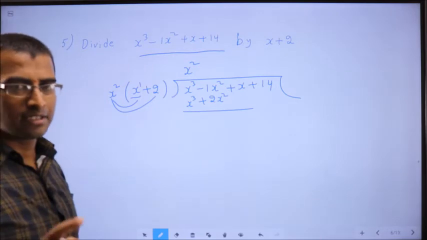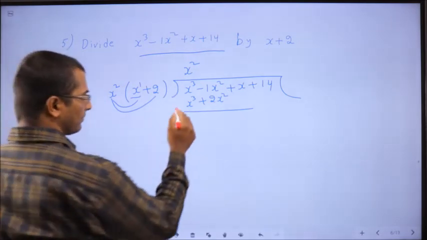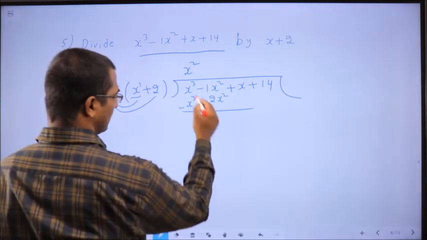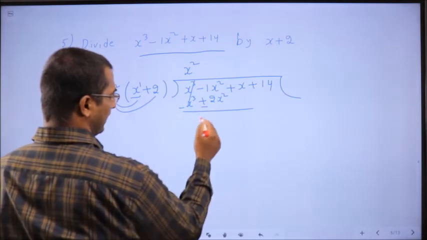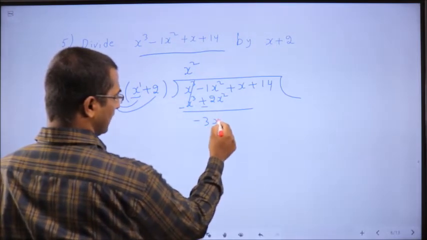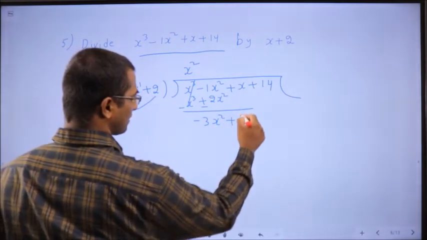Okay. Next, change the sign. So make it minus, minus. This cancel out. Minus 1, minus 2, minus 3x square. Plus, take it down.